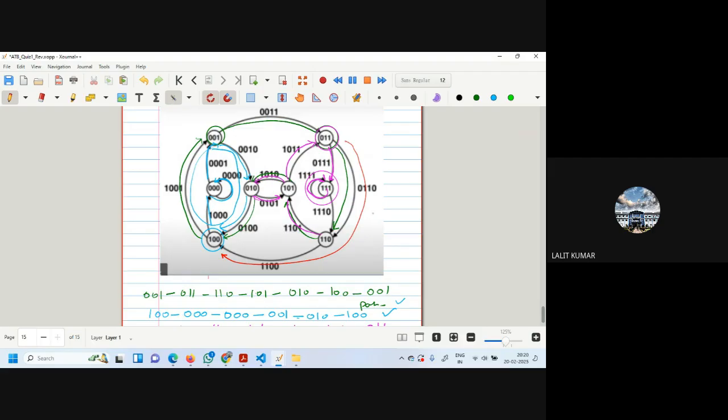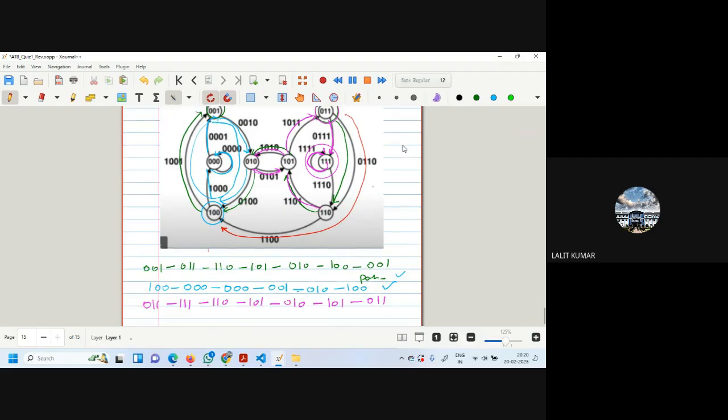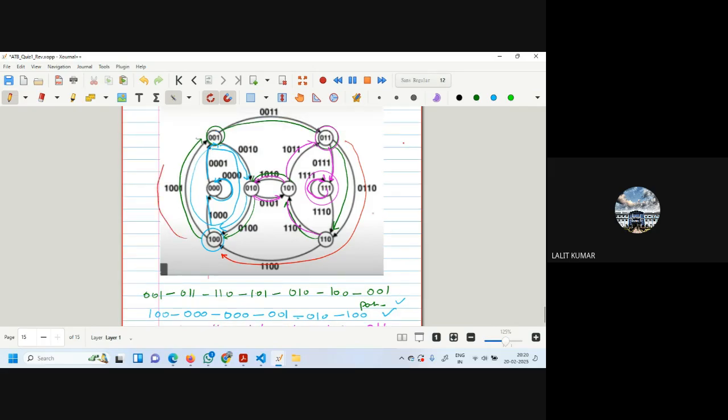Okay. So first, let's cover this: 0, 1, 1 to 1, 1, 0, 1, 1, 0, 0. And from there we can go to 0, 0, 1, and from there we can go to 0, 1, 1. So we have covered this outer part. Is that okay?